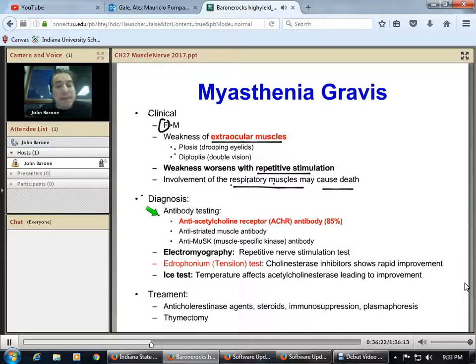Now, to make the diagnosis, one of the things we can look for is the antibodies. Let's look in the blood for anti-acetylcholine receptor antibodies. They're present in most cases. Now, there also are other antibodies too. You can look for anti-striated muscle antibodies or anti-muscle specific kinase antibodies. So these are pretty good too. But the best one to look for, the diagnostic one, is the antibodies against the postsynaptic ACH ligand-gated sodium channels.